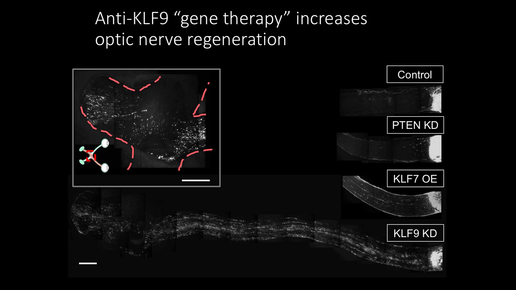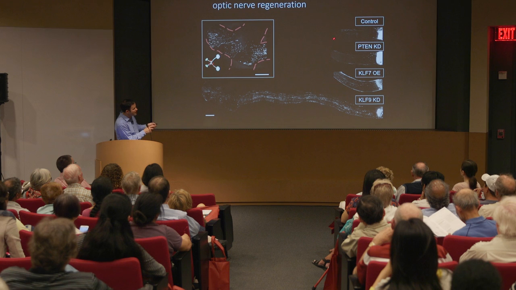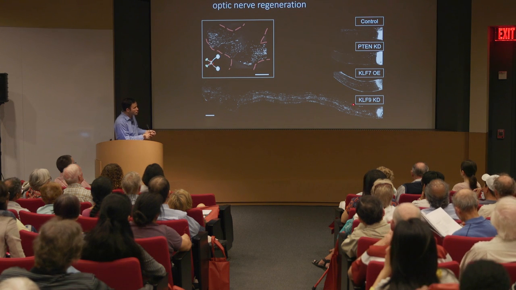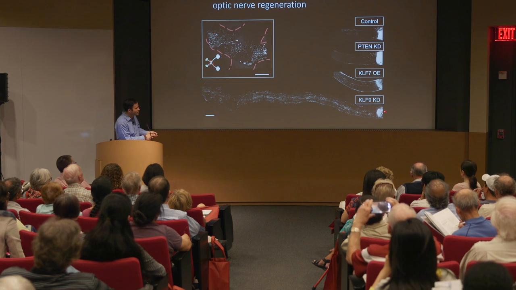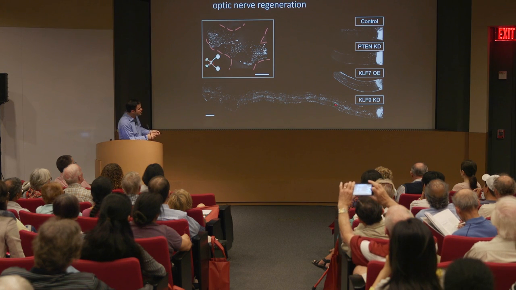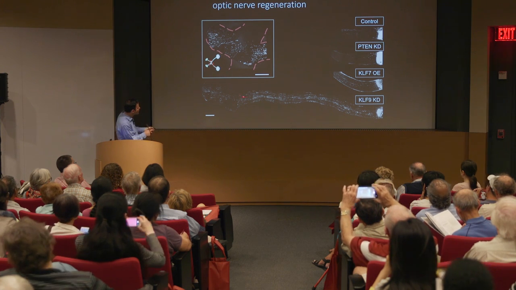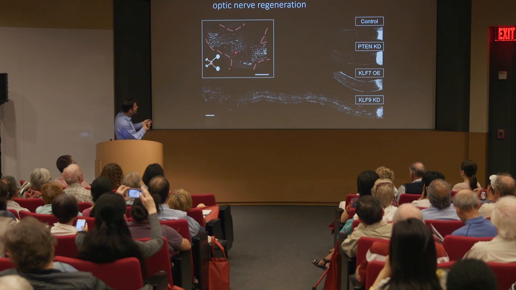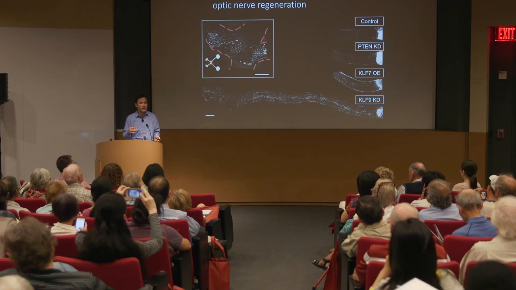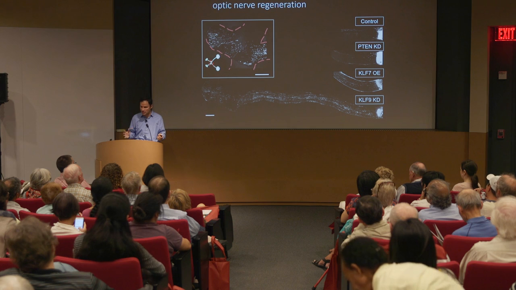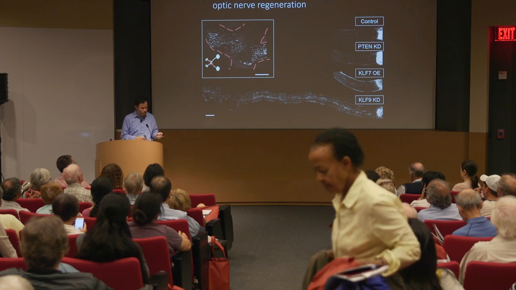We've done a similar kind of gene therapy to actually improve optic nerve regeneration. Here the eye would be on the right side, and normally if the optic nerve is injured, there's no growth down the nerve. Well, we figured out a gene therapy called KLF9 knockdown that allows these fibers to grow all the way down the optic nerve and in fact cross over into the brain. So very exciting advances on promoting regeneration.